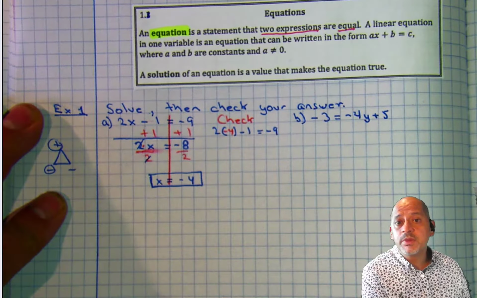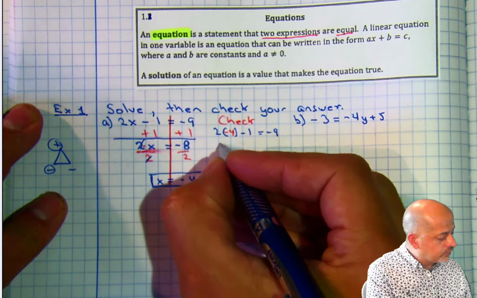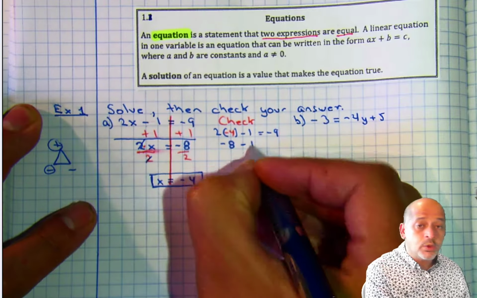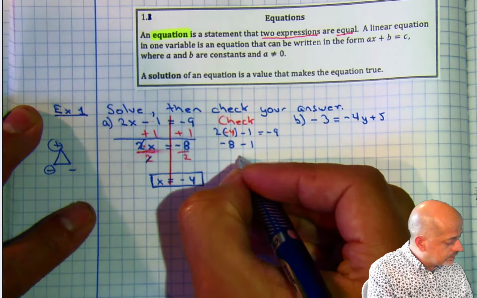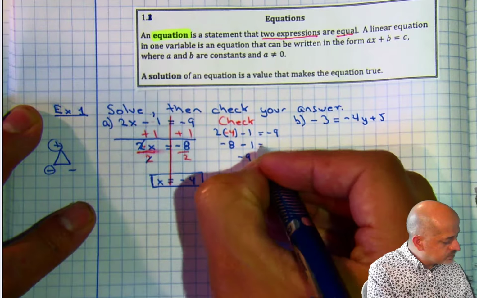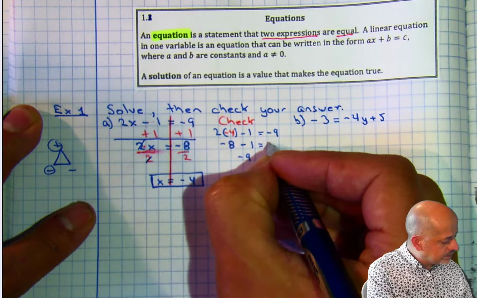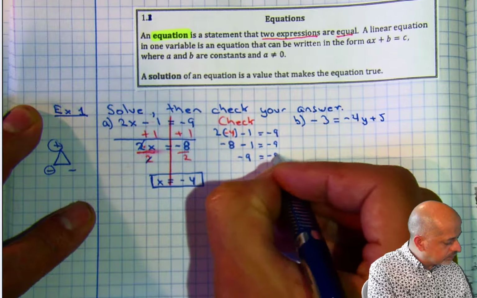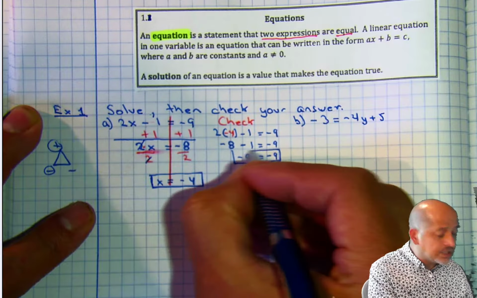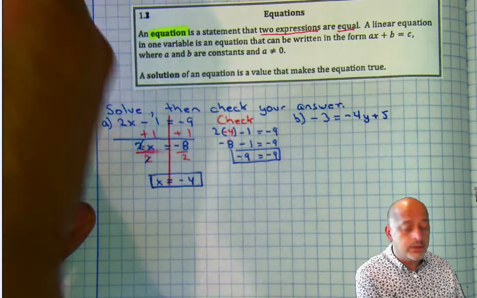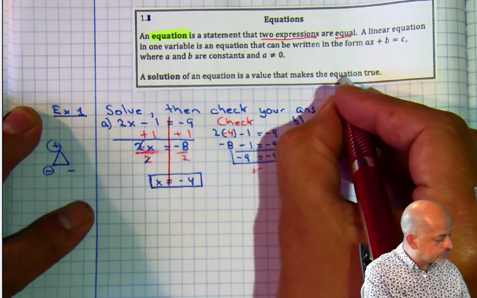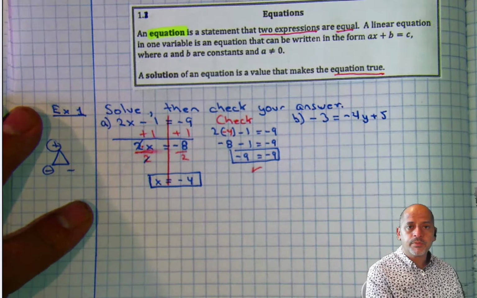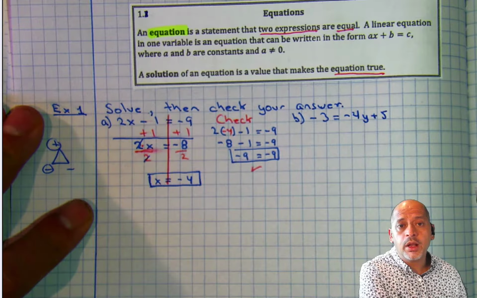And now I'm just going to simplify. 2 times negative 4 will give me negative 8. Minus 1 will give me negative 9. Notice that I'm just going to simplify the left hand side, and then I'm going to bring down the negative 9. So you need to think, is that a true statement? Is negative 9 equal to negative 9? Yes. So that made the equation true. Let's go to problem letter B.